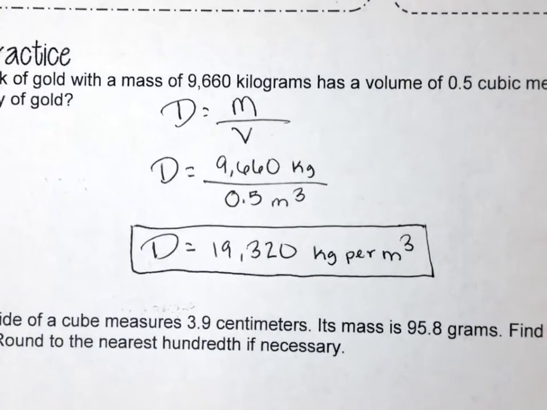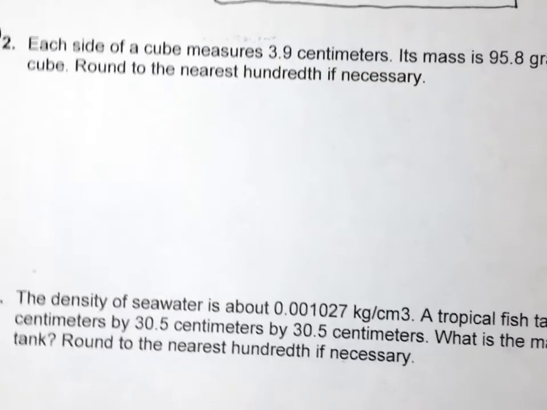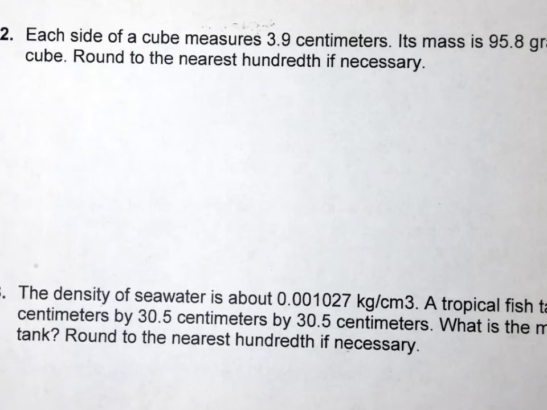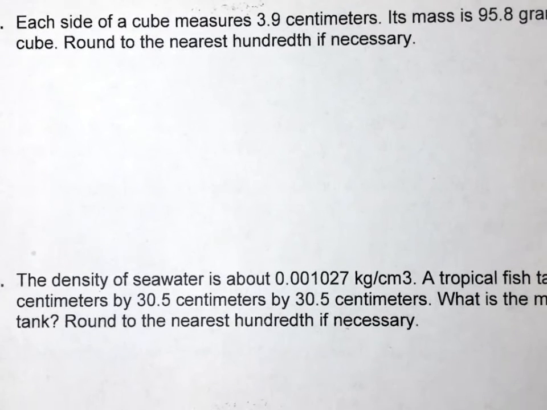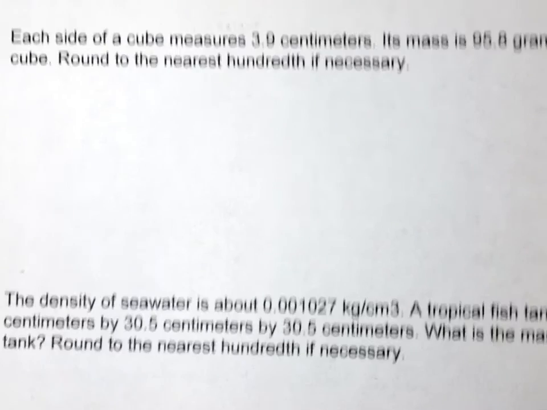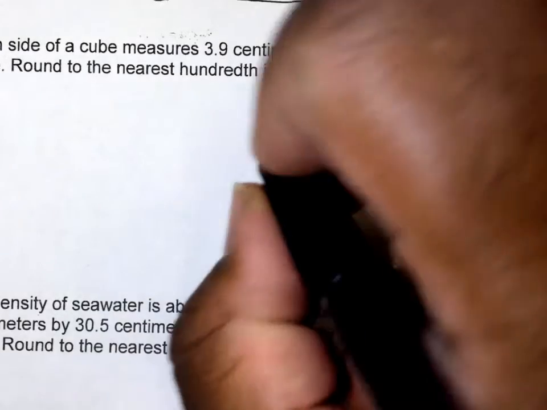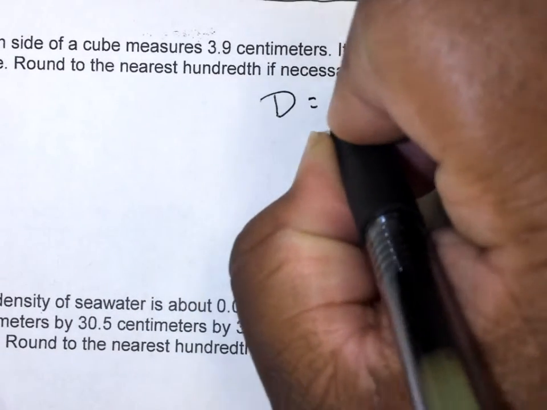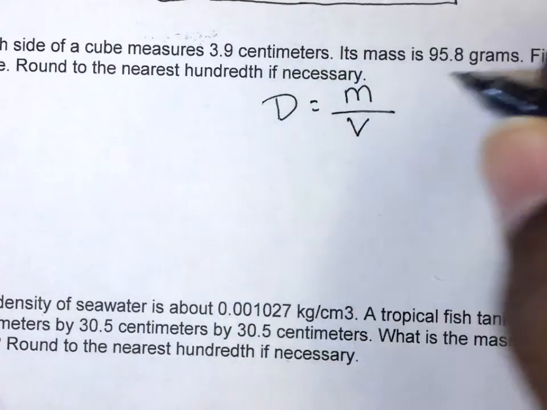Number 2 is more like a situation you might see from us though. It says each side of a cube measures 3.9 centimeters. If the mass is 95.8, find the density of the cube. Round to the nearest hundredths if necessary. So on this one, they want to find density again. Density equals mass over volume.